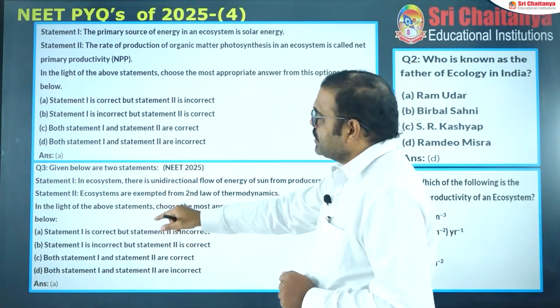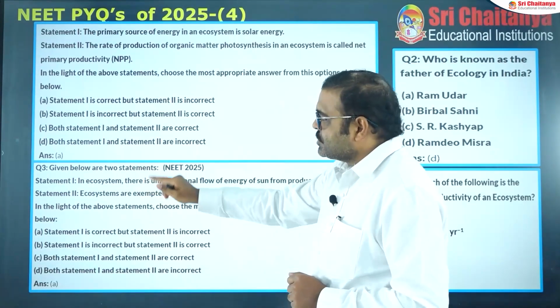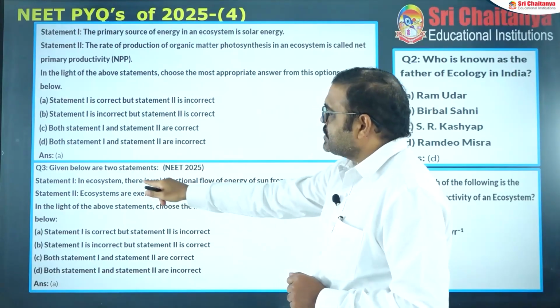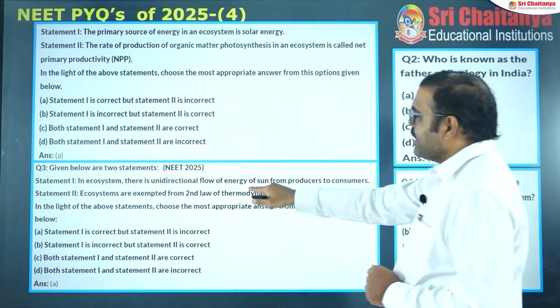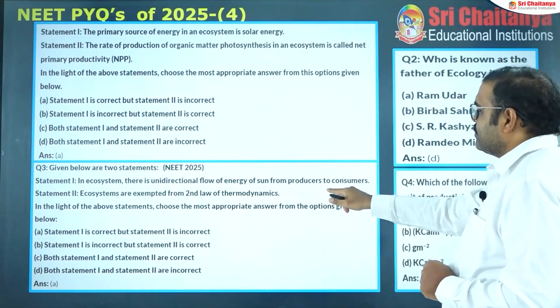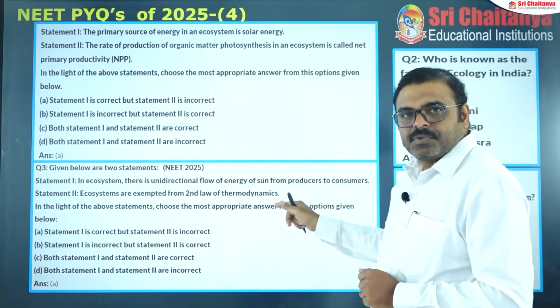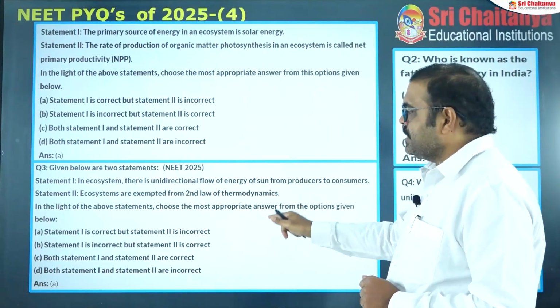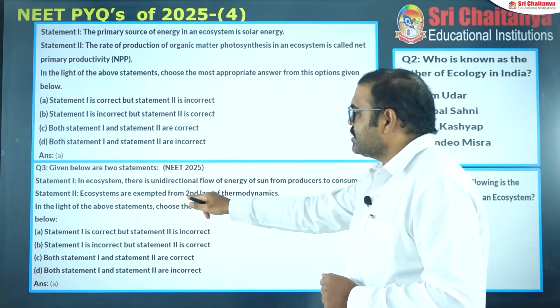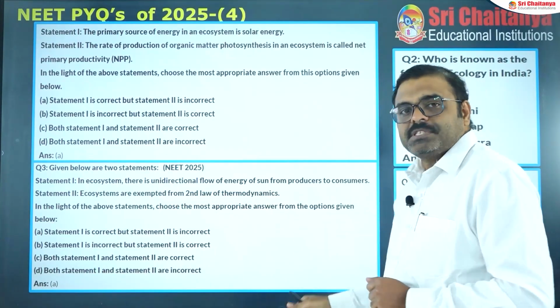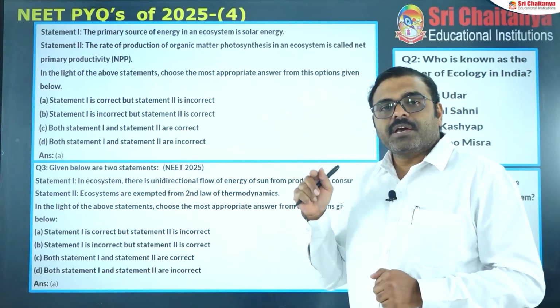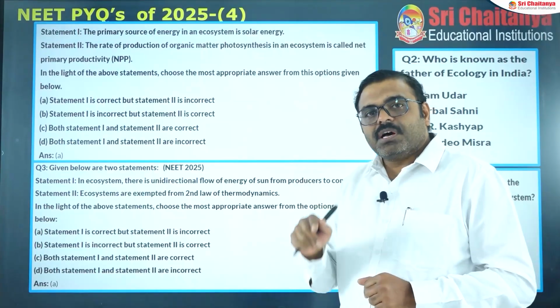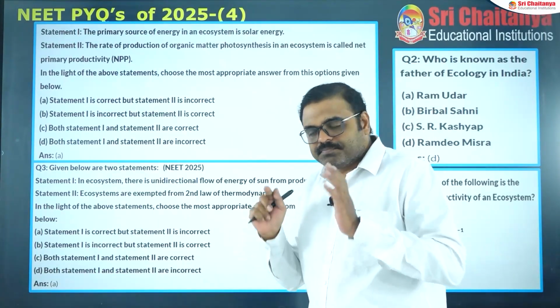Next is the question with 2 important statements. Statement 1, in an ecosystem there is a unidirectional flow of energy of the sun from the producers to consumers. It is the correct statement. And the second statement is that the ecosystem is exempted from the second law of thermodynamics. It is a wrong statement because both laws of thermodynamics are applicable to the ecosystem.